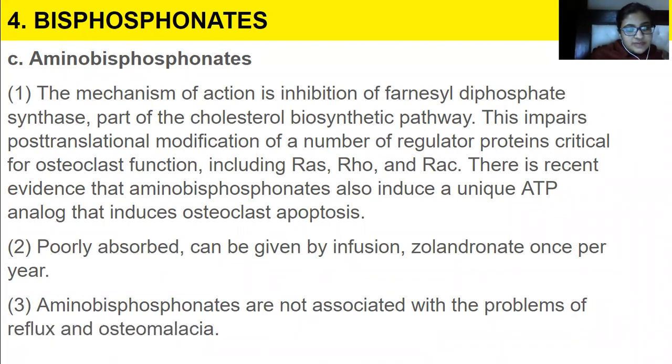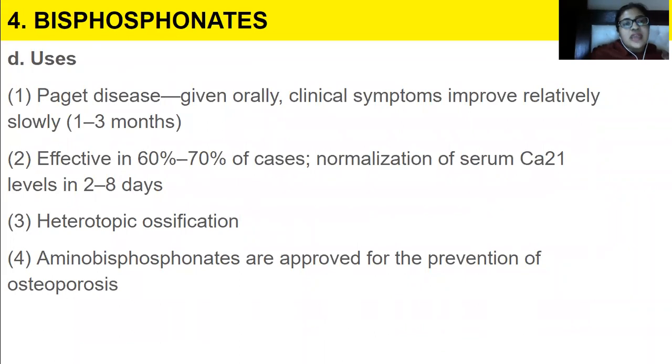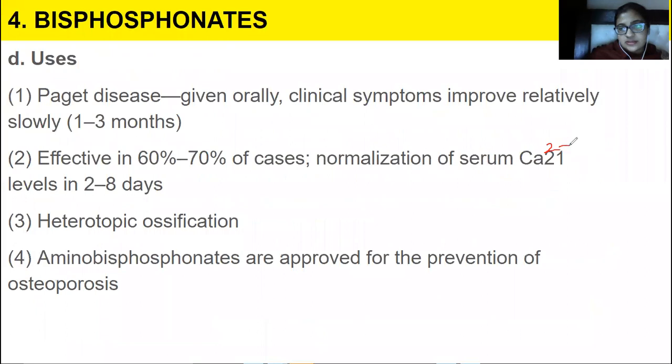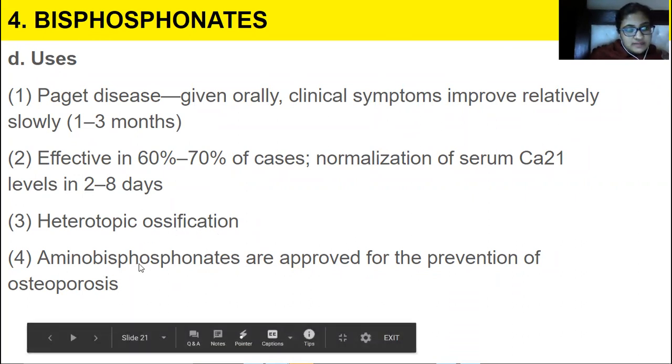Amino bisphosphonates are not associated with the problems of reflux or osteomalacia. Then we have the uses, such as Paget disease. In this we use it given orally. Clinical symptoms improve relatively slowly, that is 1 to 3 months. Then we have hypercalcemia. It is effective in 60 to 70% of cases, with normalization of serum calcium levels in 2 to 3 days. Then we have heterotopic ossification, one of the uses. Then amino bisphosphonates are approved for the prevention of osteoporosis.